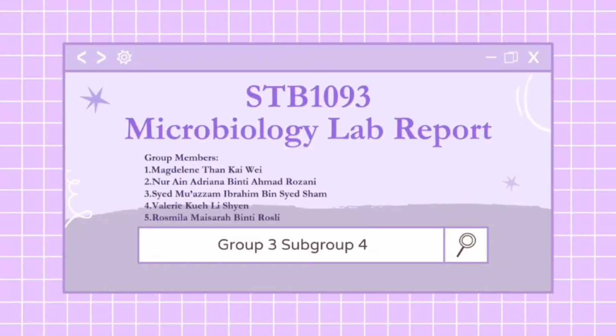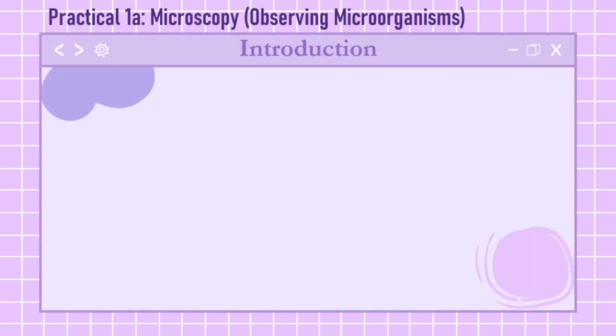STB 1093, Microbiology Group 3, Subgroup 4. Practical 1A, Microscopy: Observing Microorganisms.